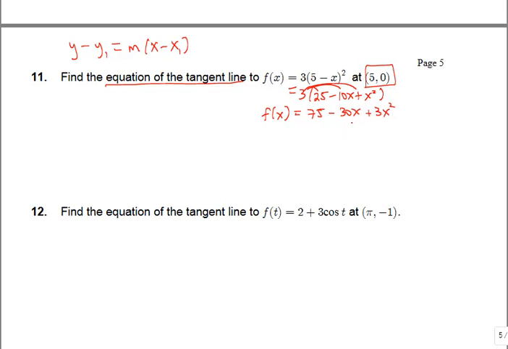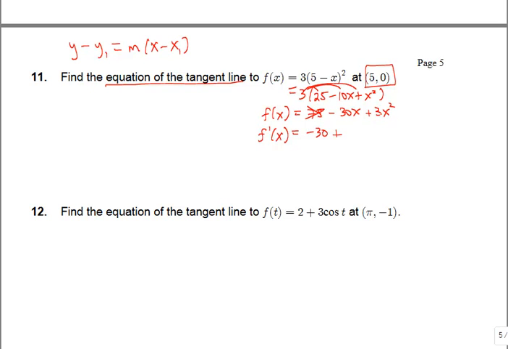Now I haven't done a derivative yet. All I did was rewrite this function in a different way. And now it's just a polynomial. So to take the derivative of this polynomial, we just go term by term. Derivative of 75 goes to 0 because it's a constant. The derivative of minus 30x, the minus 30 will stay there. The derivative of x is just a 1, so that goes away.